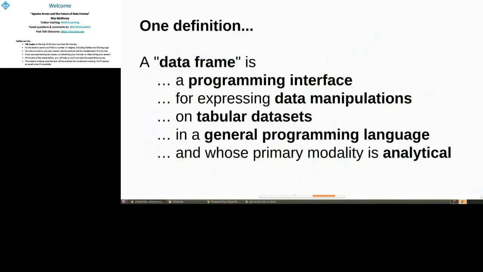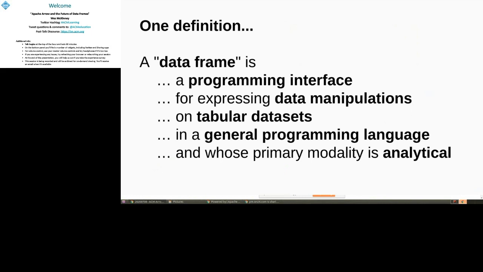So the way I like to define a data frame is that, to me, a data frame is first and foremost a programming interface that may expose details of how it is implemented and details of the data structures that it is built on top of. But the thing that most programmers interact with, and the people doing data analysis see, is the code that they are writing. And so the code that you're writing is more important as far as defining the data frame than the low-level details of how the data is represented in memory. So the interface is about expressing data manipulations and data analysis. The data is almost always tabular, like a spreadsheet.